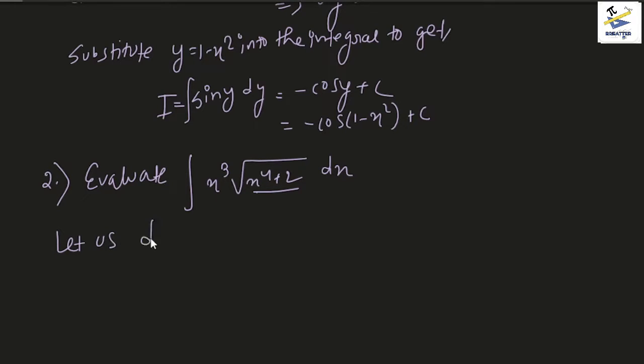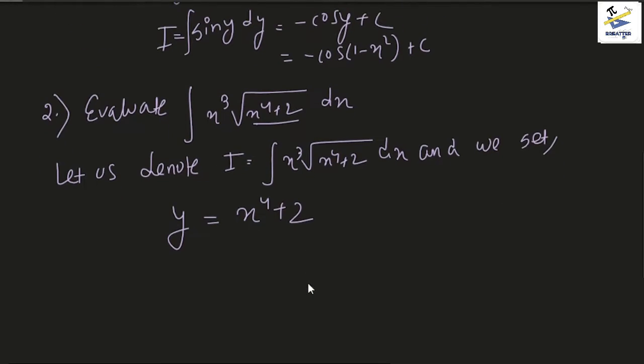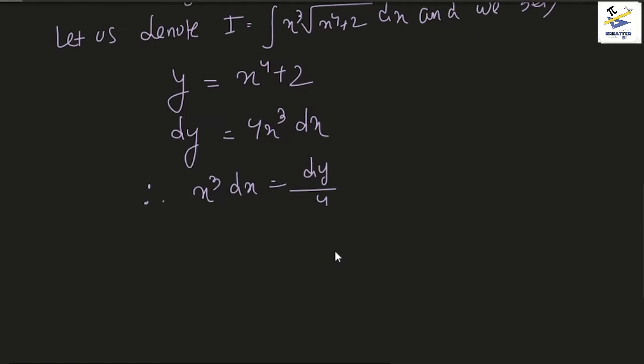First we denote the integral by some variable capital I, which is x cube into root over x to the power 4 plus 2 dx, and we set y equals x to the power 4 plus 2, because when we differentiate both sides, what we get is dy equals 4x cube dx, right? And we want the value for x cube dx here in terms of y, so therefore x cube dx is just dy by 4.